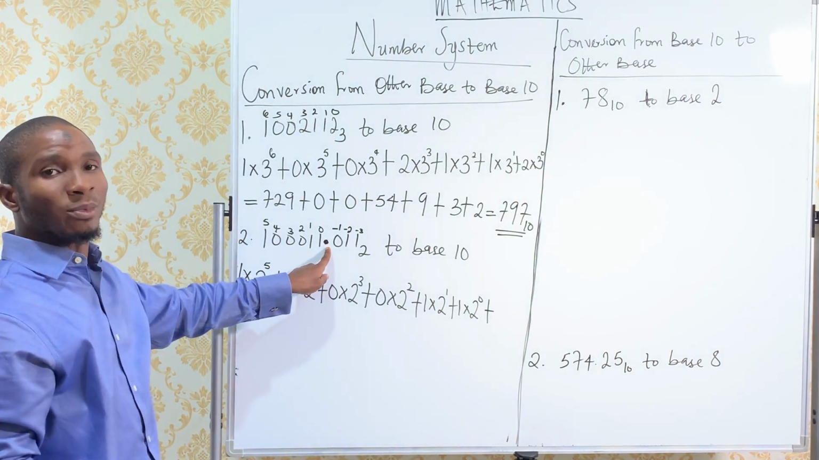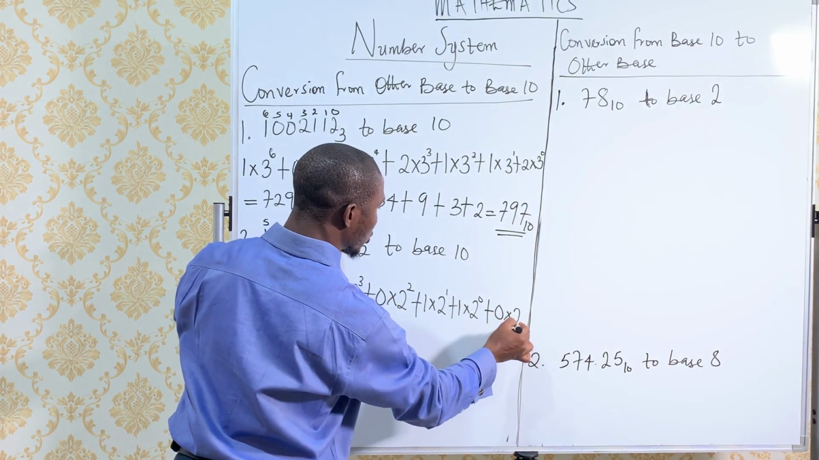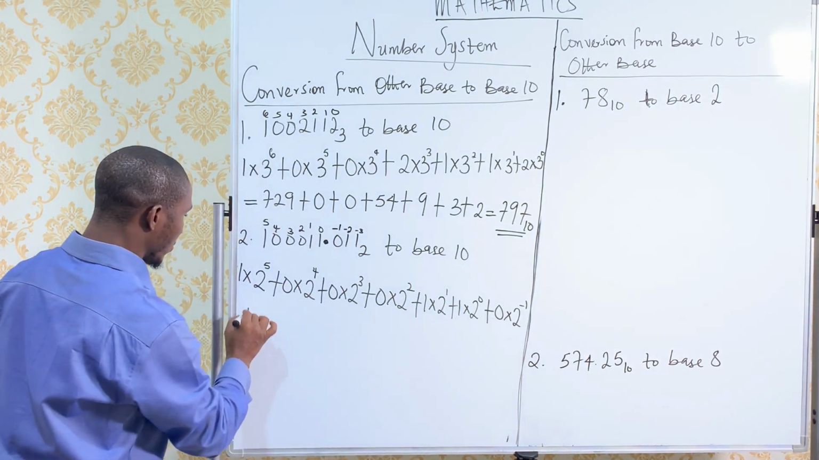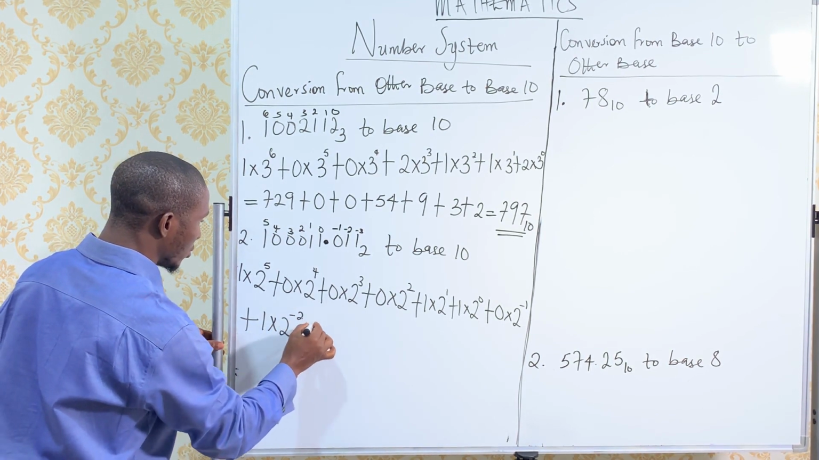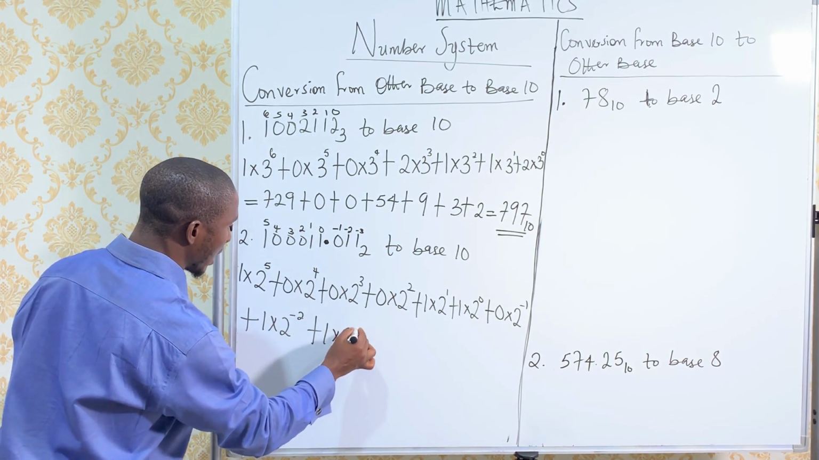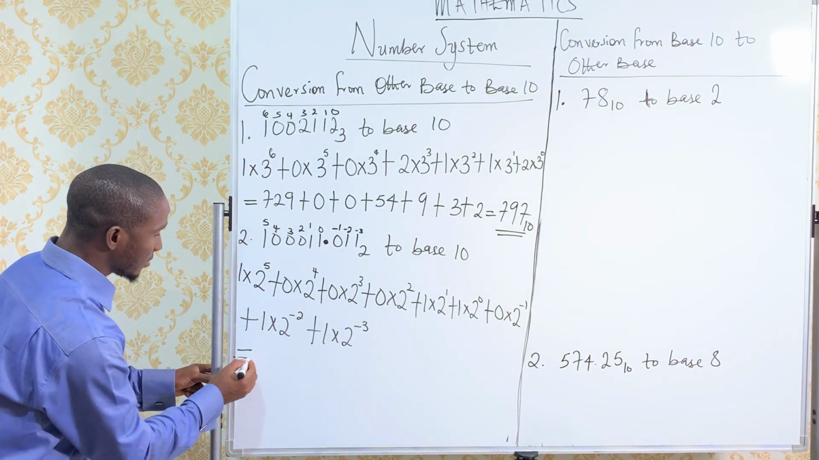Now, we want to start from the decimal point. The first number after the decimal point is 0. 0 times 2 raised to power -1, plus 1 times 2 raised to power -2, plus 1 times 2 raised to power -3. Now, finally, we are going to have this.